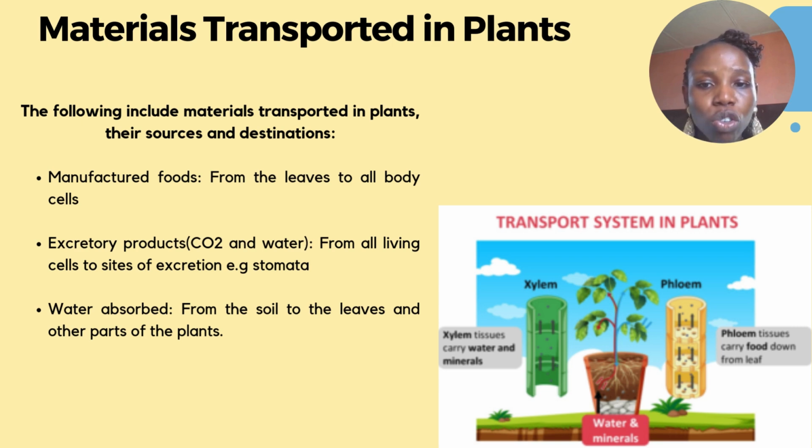Also, we have excretory products that need to be transported. Excretory products like carbon dioxide and water from all living cells to the site of excretion, using the stomata or the lenticels. Then another material that is transported in plants is the water that has been absorbed, especially from the soil to the leaves and other parts of the body.